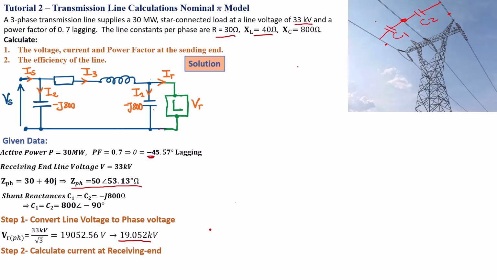Second step is we calculate the current at the receiving end. Now this is this current here. Okay, so that's the current that's flowing into the load. This is our load. Okay, in order to calculate the current at the receiving end, you need to see what you've been given. So we've got active power, already stated here. Then we've got a power factor, so you can use the power formula to calculate your current.